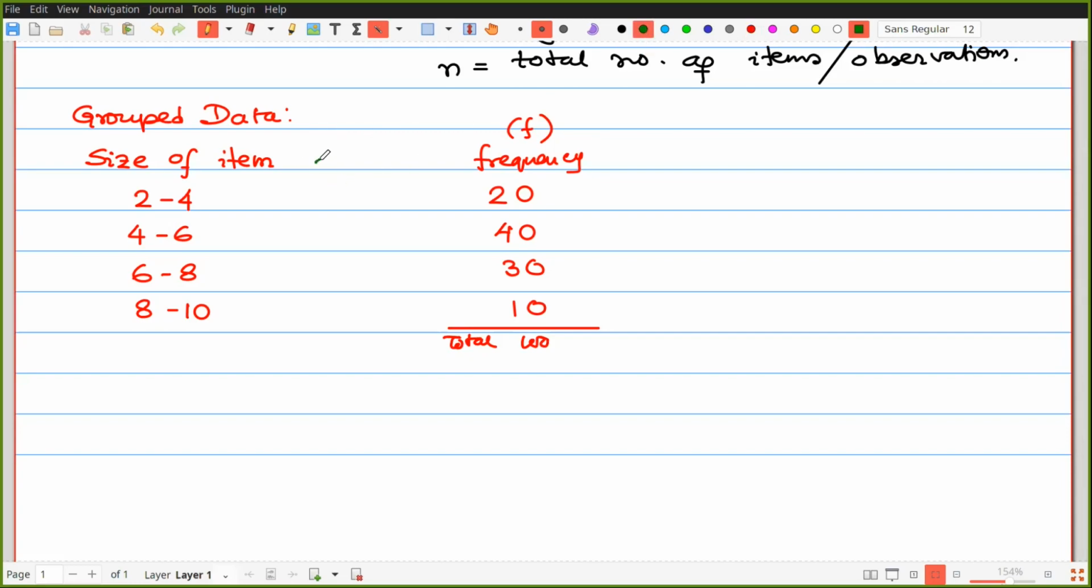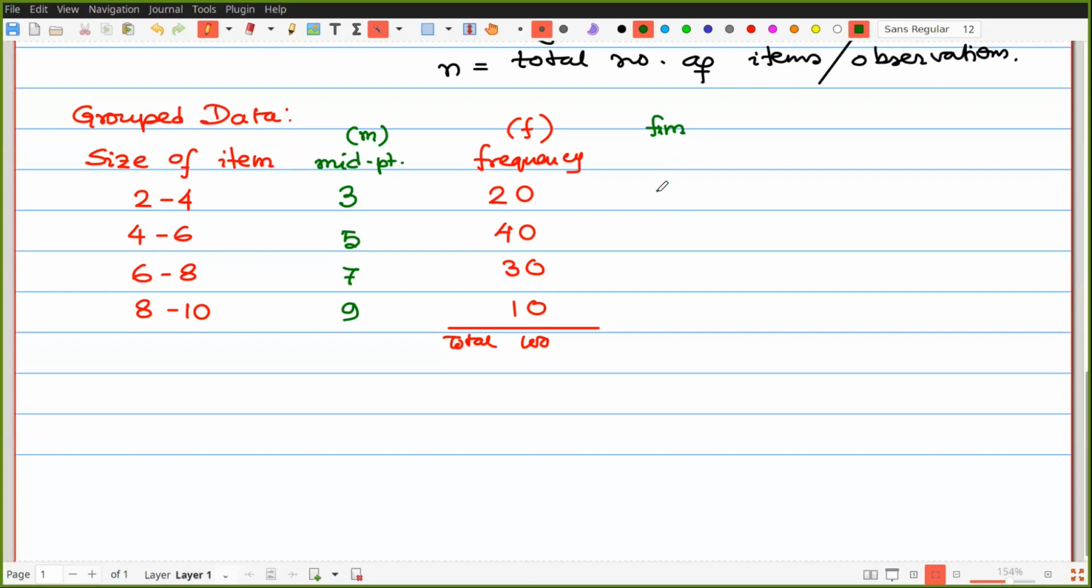So first of all, find out the midpoint of each and every class that is treated as small m. 2 to 4, its midpoint is 3. 4 to 6, its midpoint is 5. 6 to 8, midpoint 7. 8 to 10, midpoint 9. Then we have to find out the FM, F into M, that means frequency into the midpoint. Why? Because we have to find out the mean deviation. That means we have to find out the mean also at first.